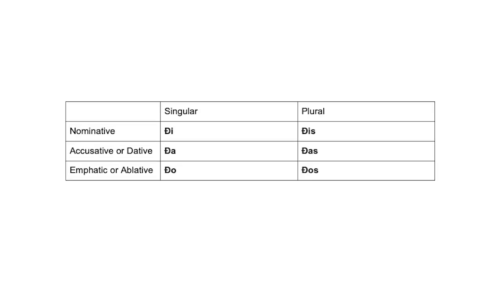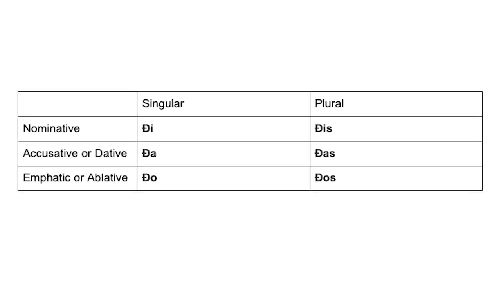Don't worry, it gets easier from here. I have some pretty complicated pronouns, but both articles and verb conjugation are pretty simple. Here are the definite articles in my language, similar to the word the in English. There are 6 of them. Nominative articles use the, accusative and dative articles use the, and emphatic and ablative articles use though. Plural articles are formed by simply adding an s to the end.